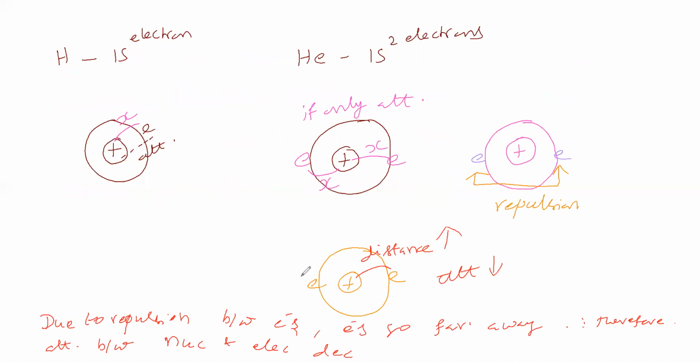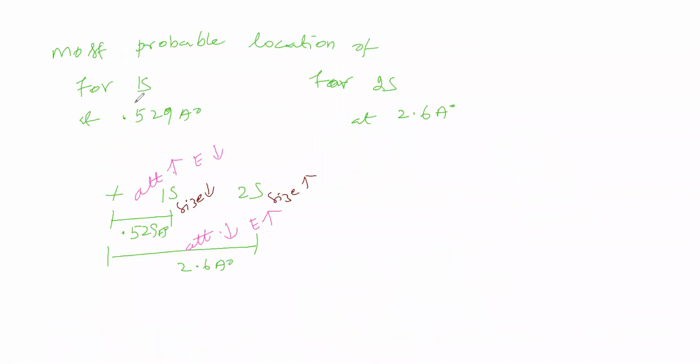Because of screening, the left side electron screens the nucleus to have less attraction with the right side electron. The right side electron screens the nucleus to have less attraction with the left side electron. That means the left side electron shows a screening effect over the right side electron, and the right side electron shows a screening effect over the left side electron. So due to the screening effect, attraction between nucleus and electron decreases.